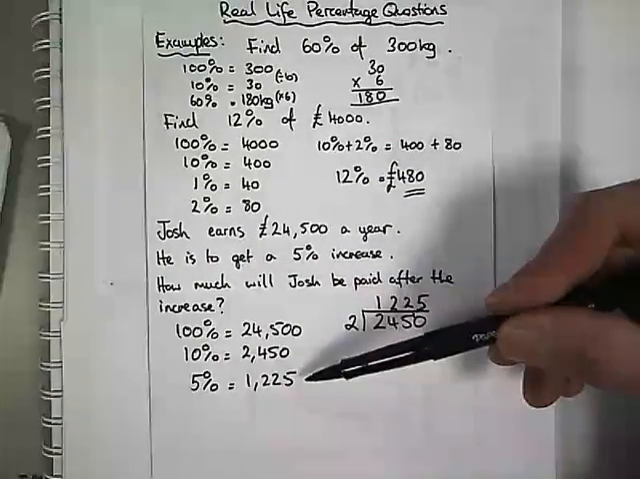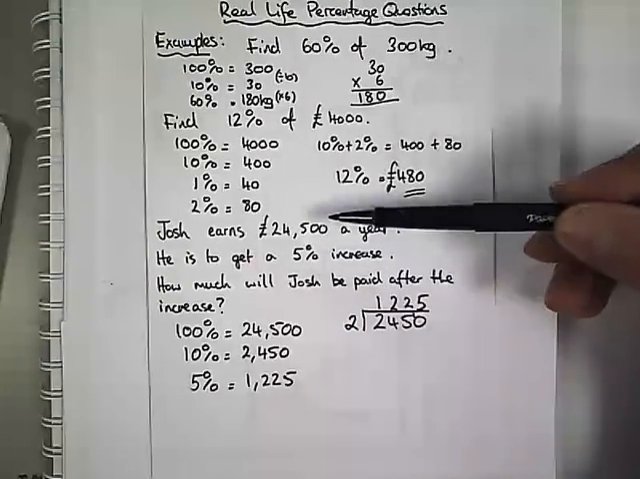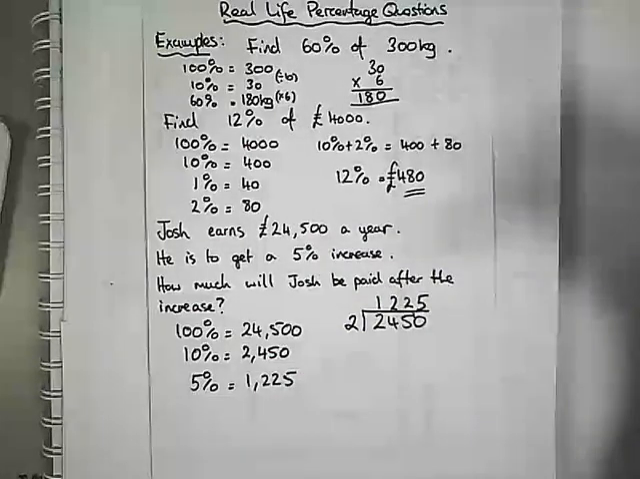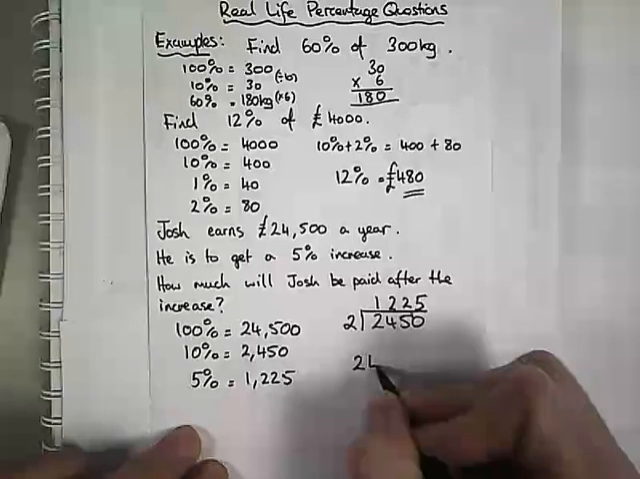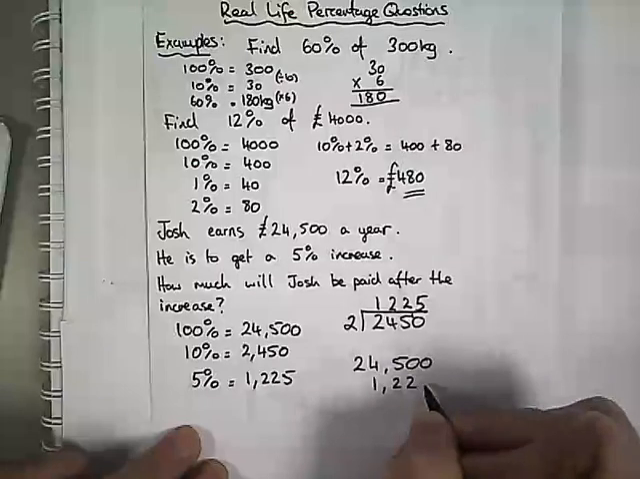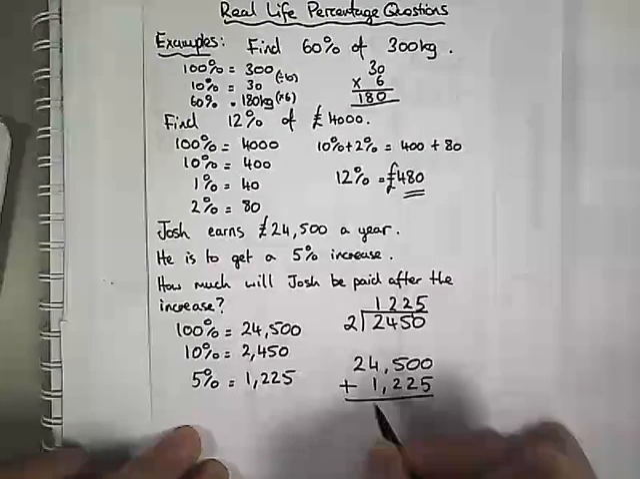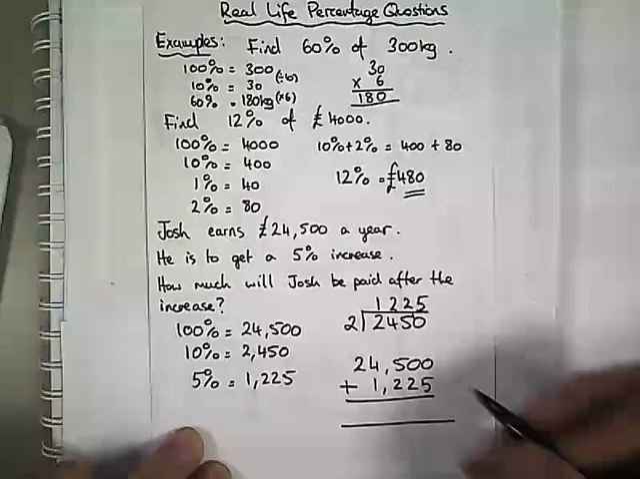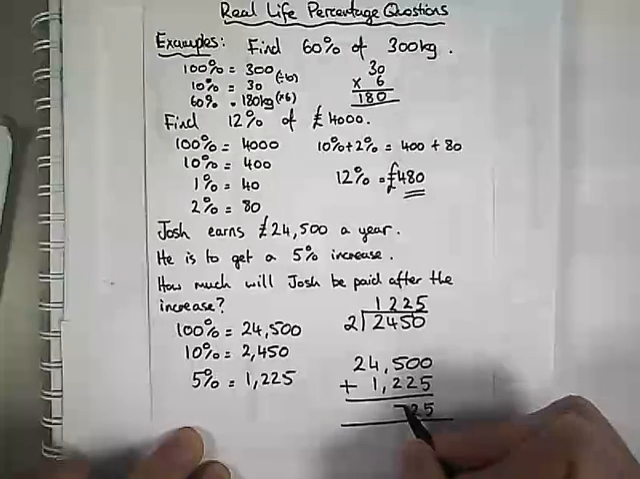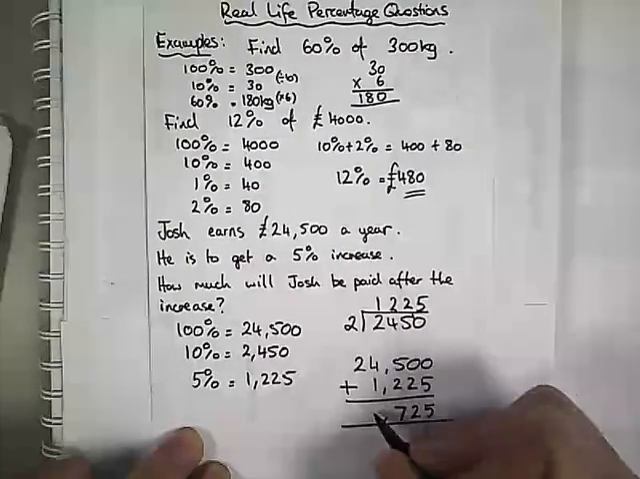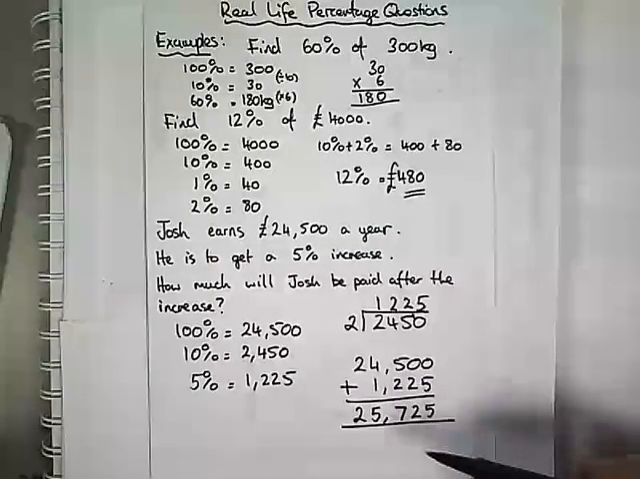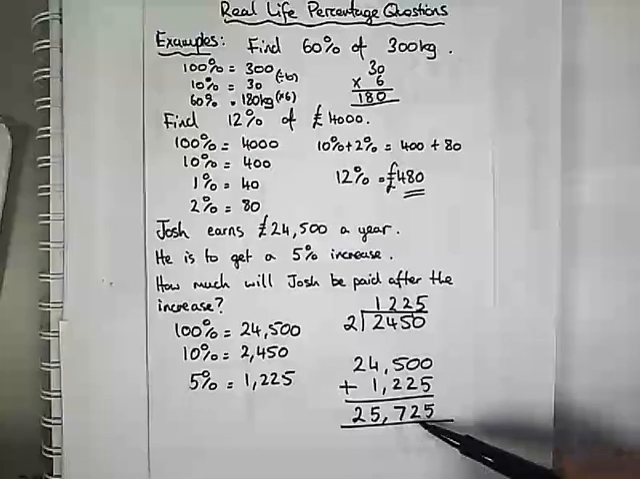Now, if he's going to get an increase, he's going to get the amount he normally gets plus the 5%. So what I need to do is add on to my 24,500 the 1,225, and that is just an addition question. 24,500 plus 1,225. I'm going to add them on. So let's see what we get. 0 and 5 is 5. 0 and 2 is 2. 5 and 2 is 7. Comma. 4 plus 1 is 5. And then we get a 2. So how much does Josh now get paid? £25,725.